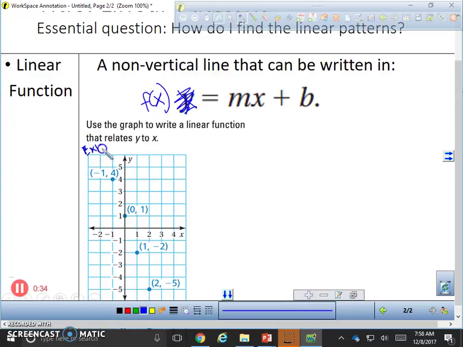Example 1 is use the graph to write the linear function that relates y to x. Don't overcomplicate this. It's easy to review. Relax.